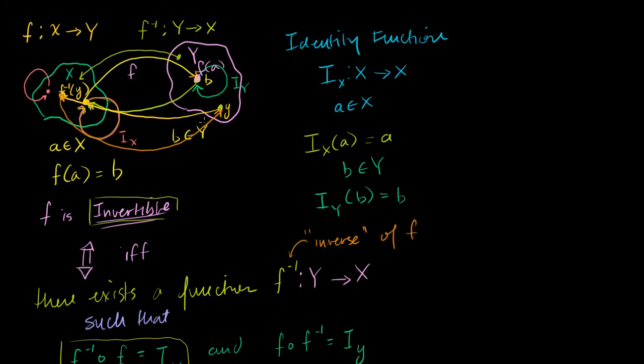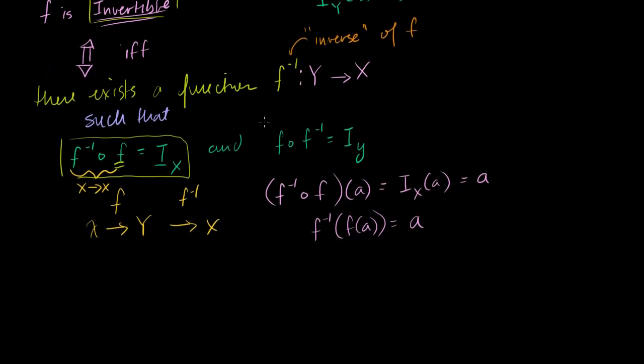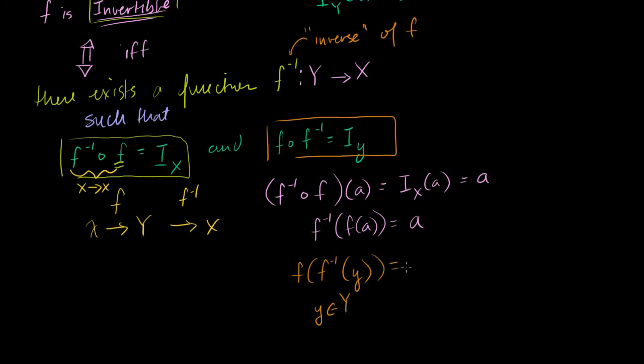So when I apply f to f inverse of y, this has to be equivalent to just doing the identity function on y. So that's what the second statement is saying. Or another way to write it is that f of f inverse of, let's say, y, where y is a member of the set capital Y, has to be equal to y.